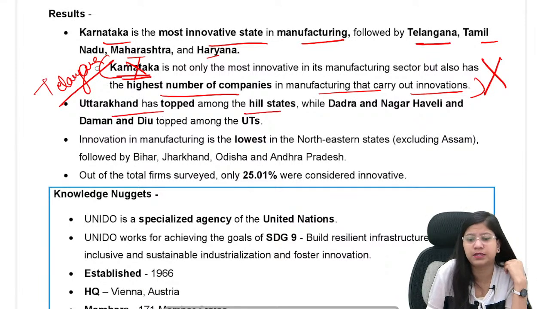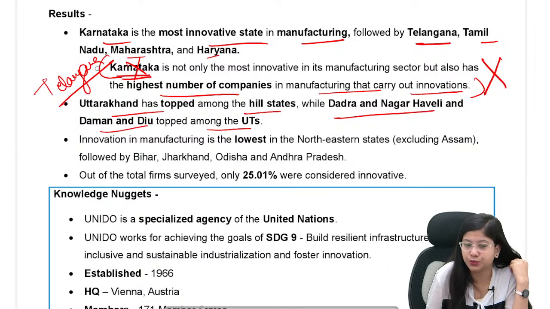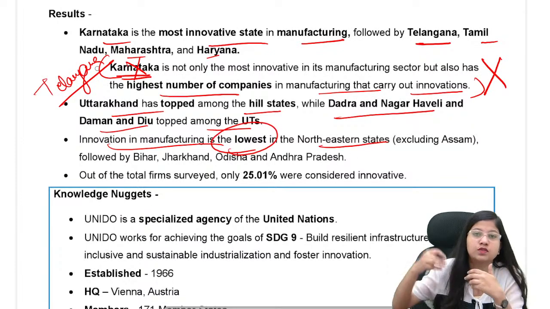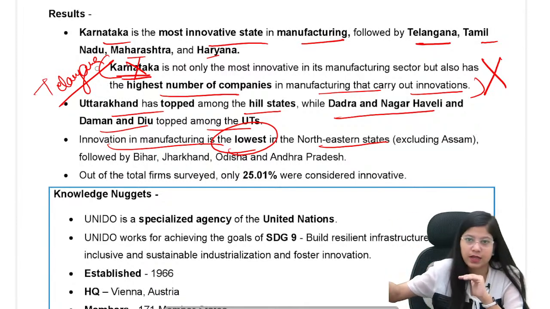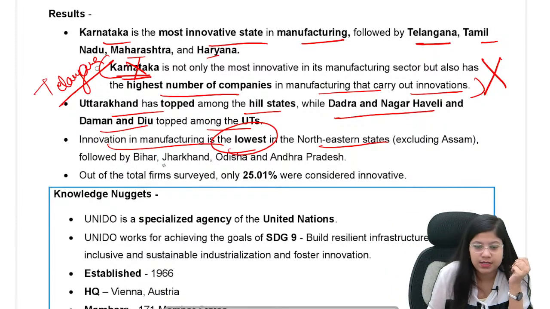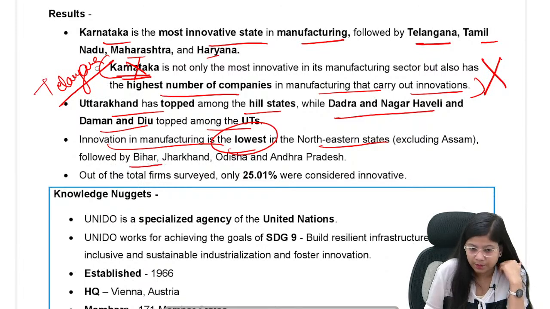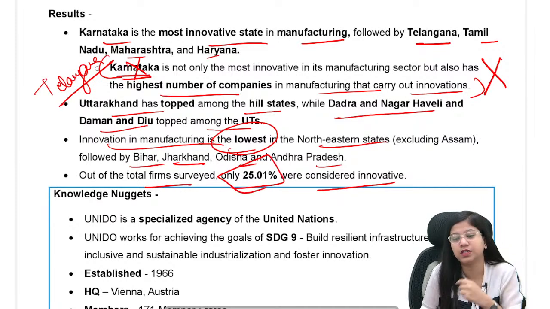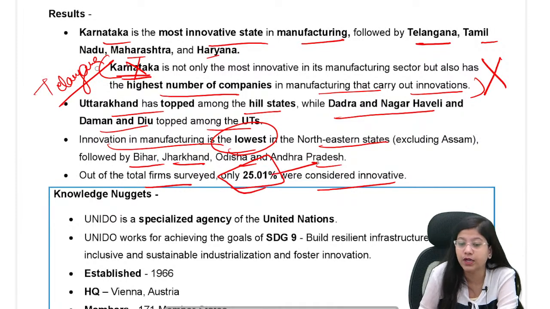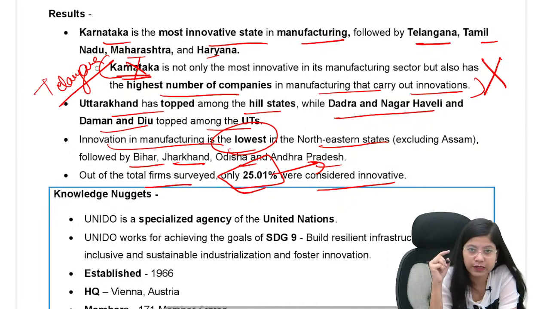Uttarakhand has topped among the hill states. Dadra and Nagar Haveli and Daman-Diu topped among the UTs. Innovation in manufacturing is the lowest in the northeastern states, obviously because वहाँ पे तो ज़्यादा manufacturing भी नहीं है और infrastructure भी नहीं है, तो innovation कैसे होगा? ठीक है? Followed by Bihar, Jharkhand, Odisha and Andhra Pradesh. Out of the total firm survey, 25.01% were considered innovative, which means a quarter of the total surveyed firms were innovative.